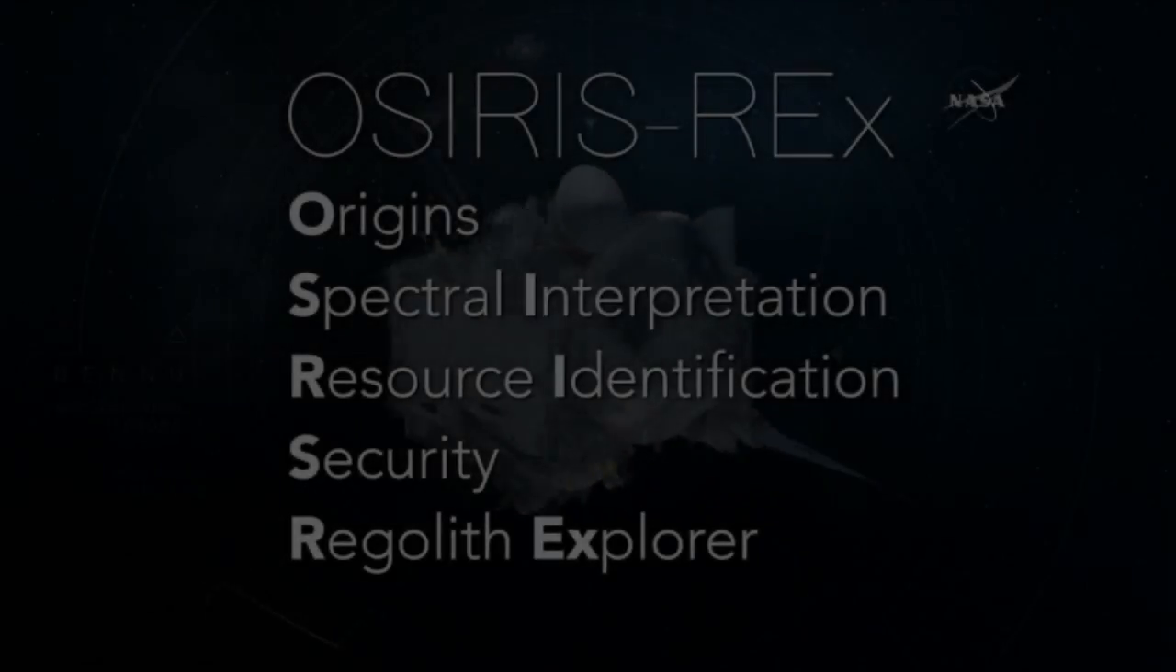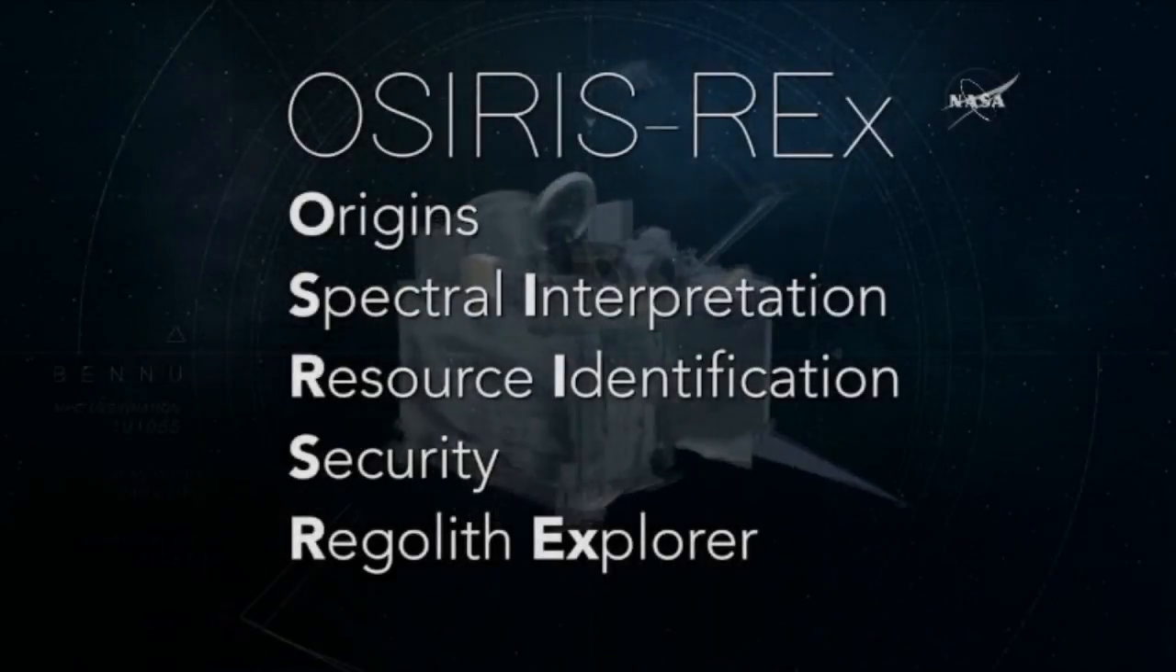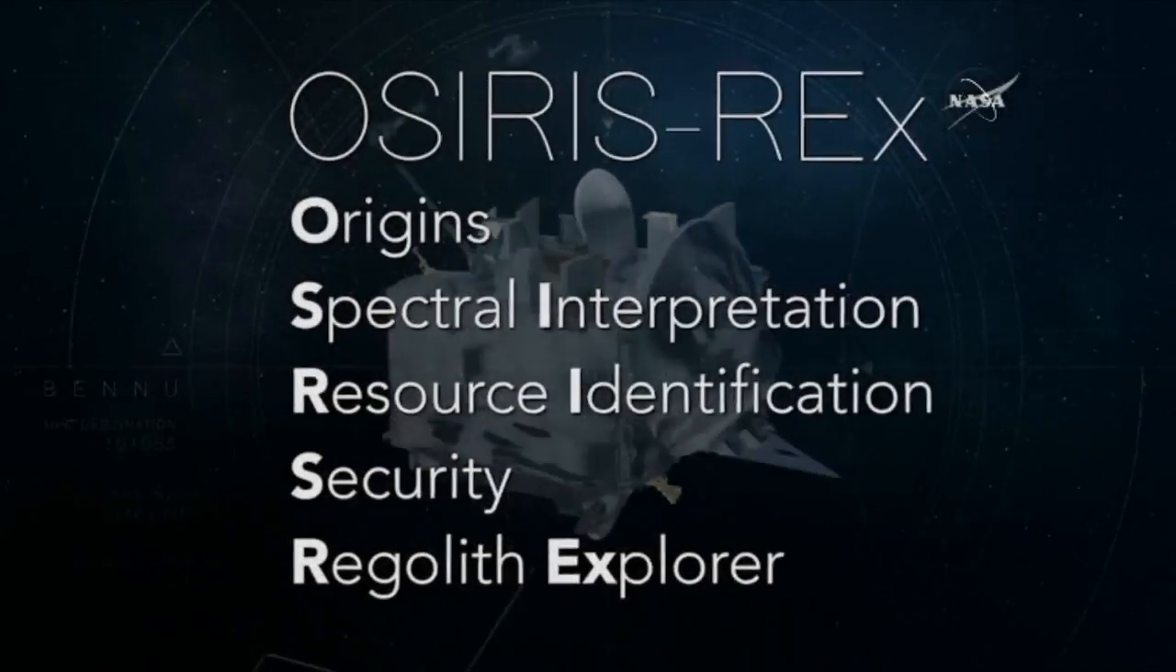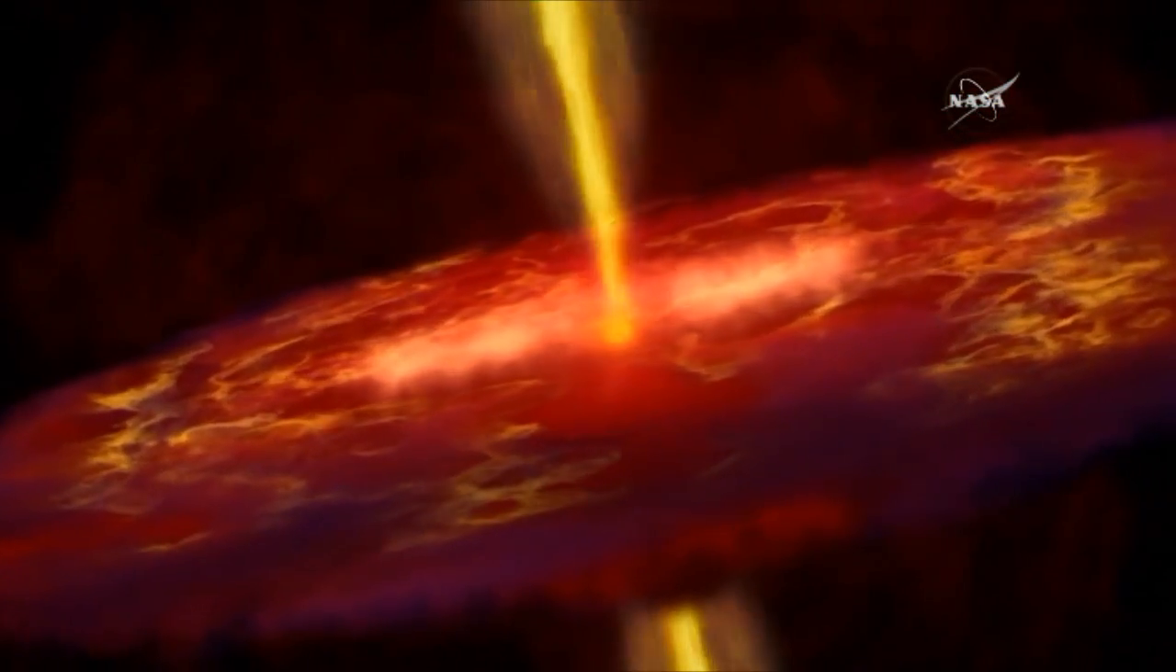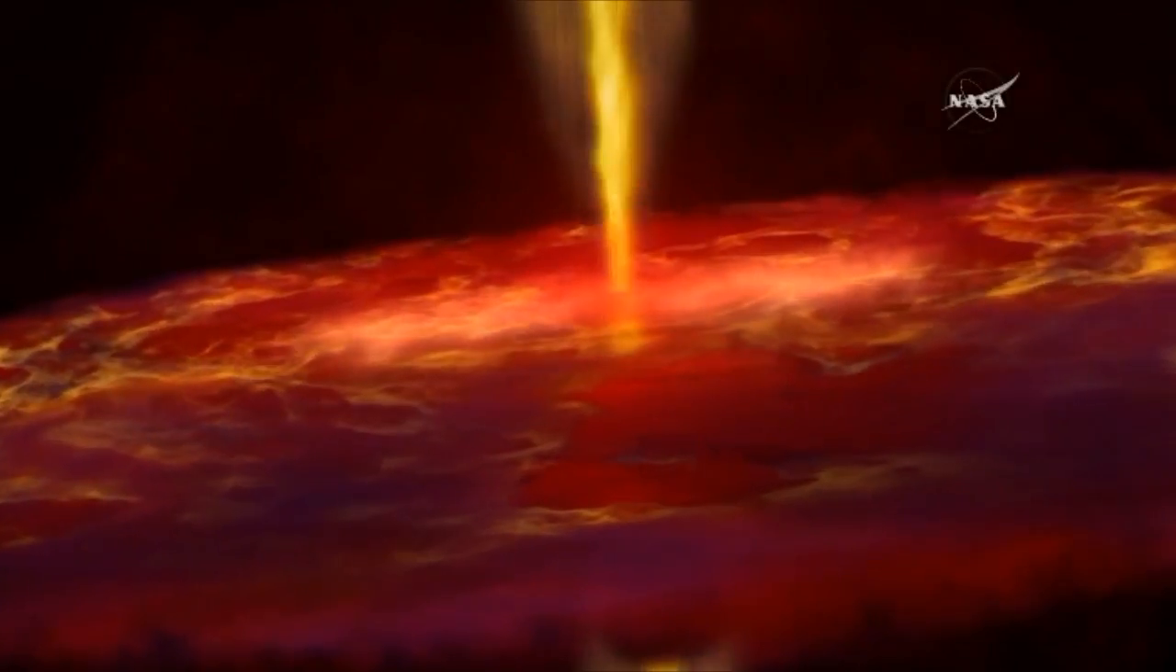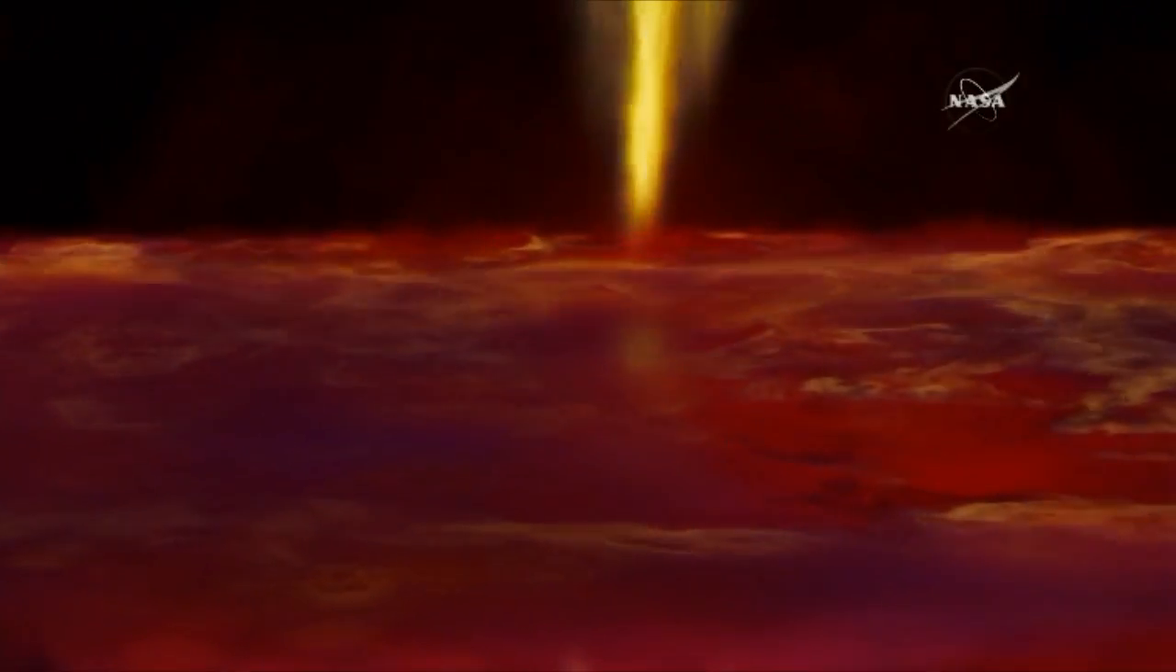The first letter of the acronym is the O. That stands for our origins investigation. For origins, we're really going back to the dawn of our solar system. Before we had planets, before we had the sun, we were a giant cloud of rotating gas and dust.